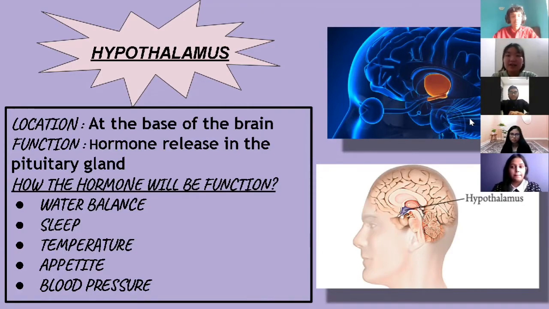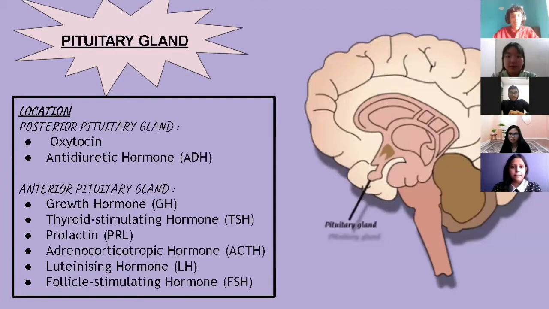For the next slide, secondly, the pituitary gland is divided into the posterior and anterior pituitary gland. Both of them will release different types of hormones to regulate our body. In the posterior pituitary gland, oxytocin and antidiuretic hormone, as we know as ADH, will be released. Oxytocin targets the ovary and mammary gland. ADH targets the kidney.